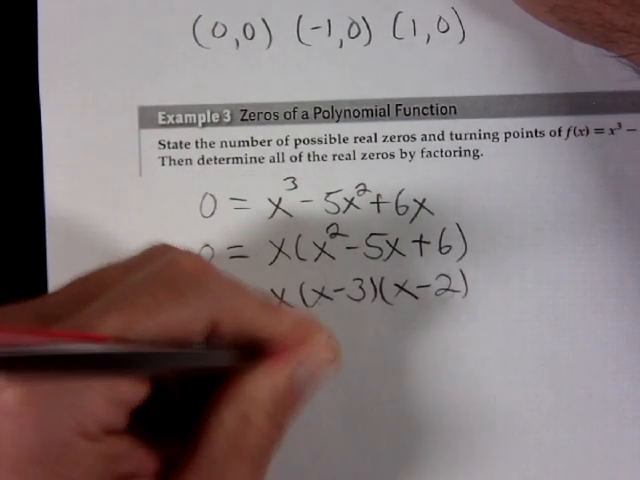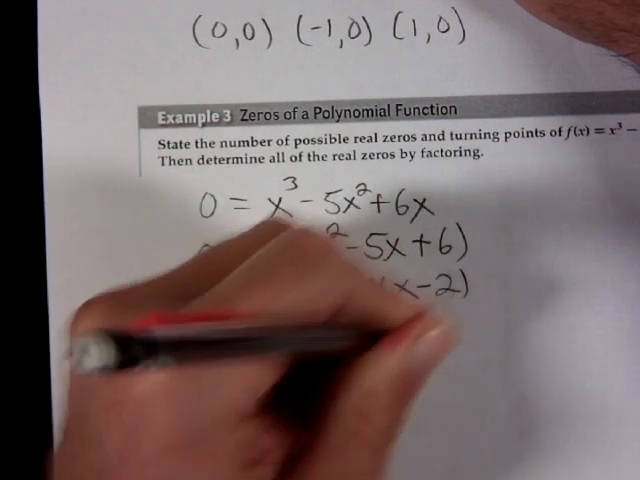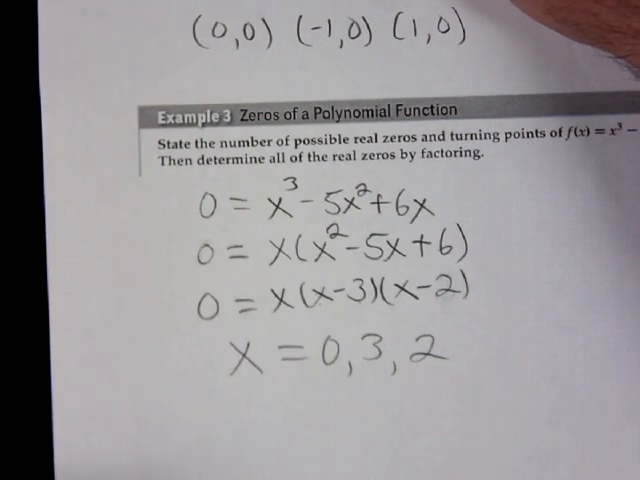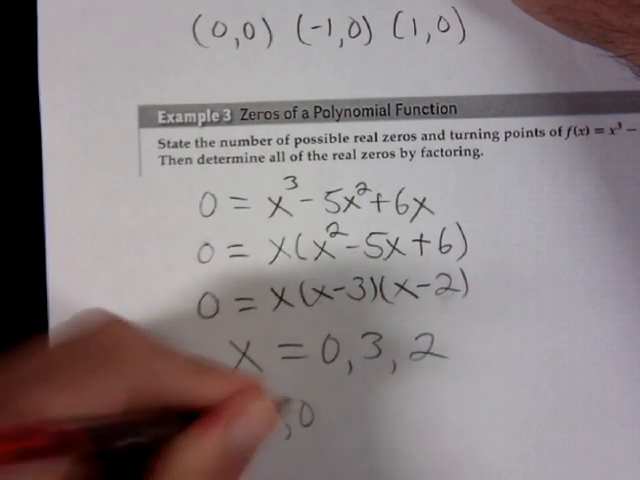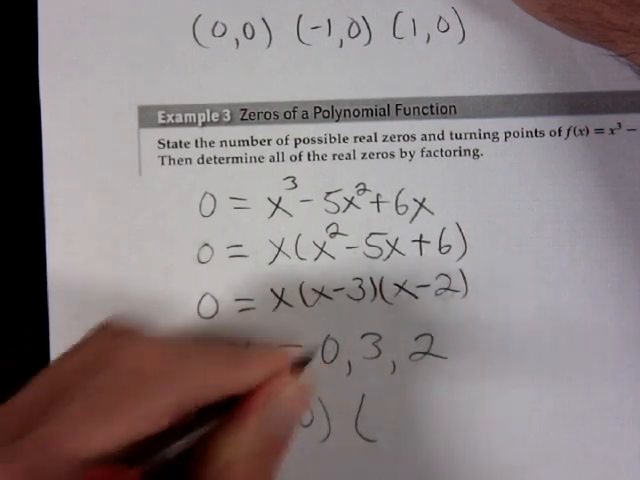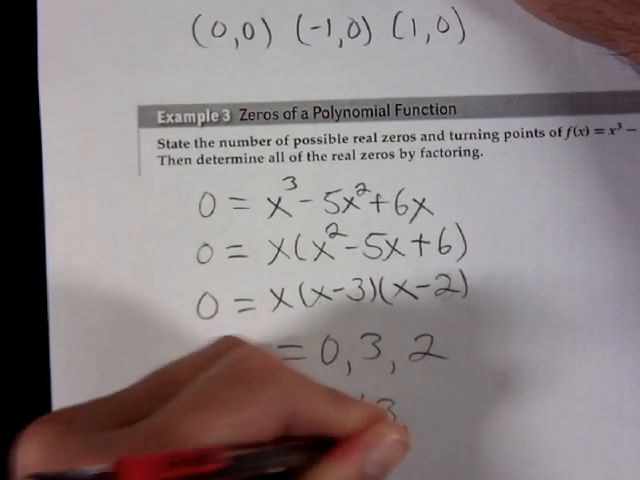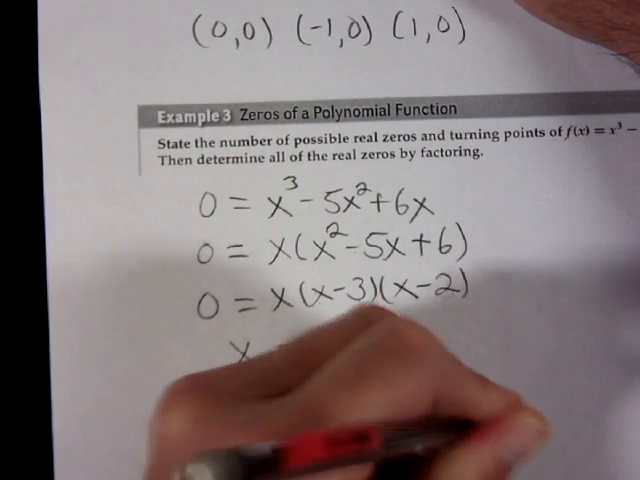It would be 0, +3, and +2. And so the last step is to actually write out the points of the 0, the coordinates. So that would be 0, 0, 3, 0, and 2, 0.